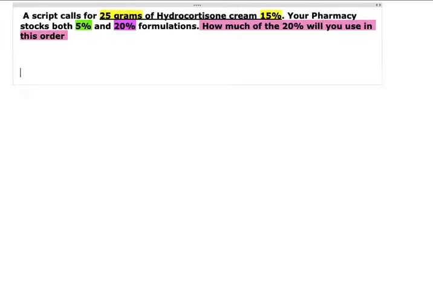As we look, the first thing we're talking about is what we're looking for, which is the 25 grams of the 15% cream. Now in stock we have the 5% and the 20% formulations, and it wants to know how much of the 20% will you use to complete this order.